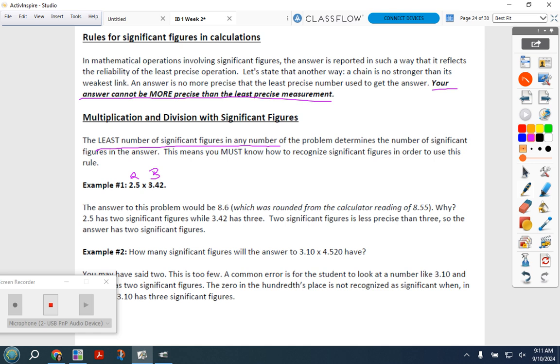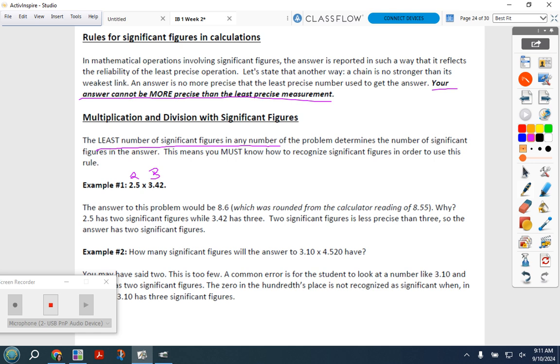So you do the calculation, you plug it into your calculator, and your calculator says 8.55. And you say, but I don't have that last 5. That's not a real number. That's just an artifact of the calculation. So you've got to round that to the smallest number of sig figs. So you're going to round 8.55 to 8.6. Does that make sense? Okay.